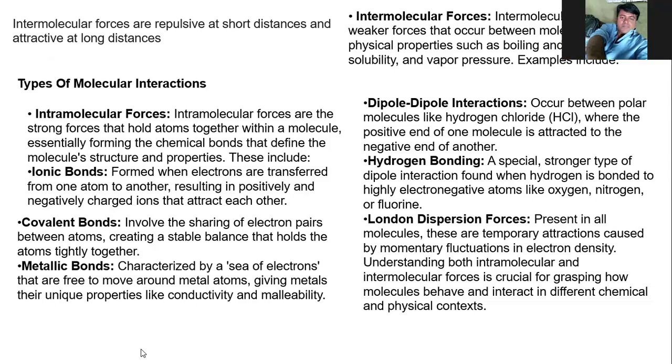You might be aware of highly electronegative atoms. They're very strong. They can attract, right? And they can interact. They can create a stronger dipole interaction. That's why they are able to make the hydrogen bonds. And the next one is the London dispersion forces, present in all molecules.